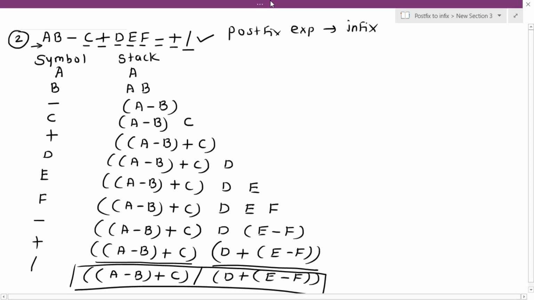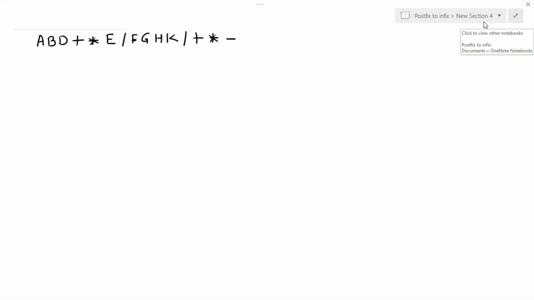Let's solve another example. Okay, this is another example given. ABD plus multiplication E division FGHK division plus multiplication minus. This is a postfix expression. We have to convert it into infix. So again, write down symbol and stack. We have to scan the symbols from left to right.